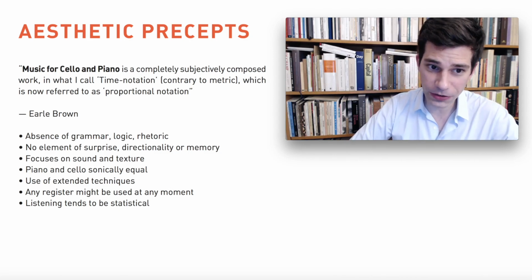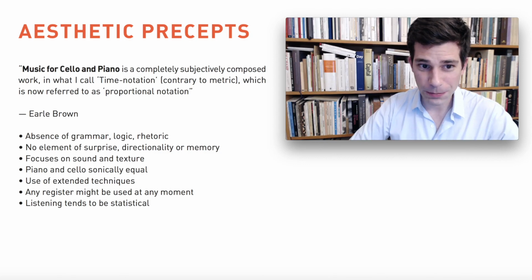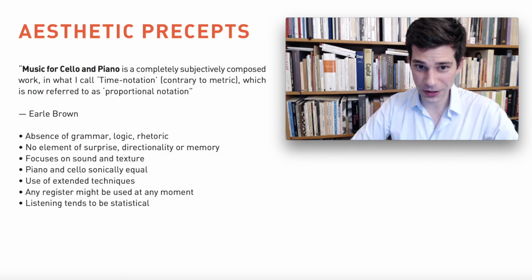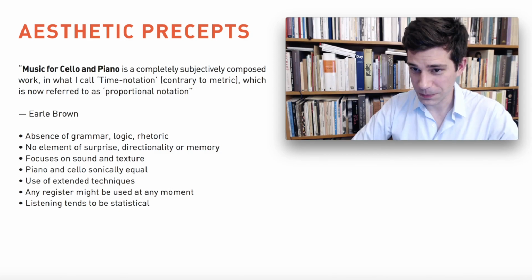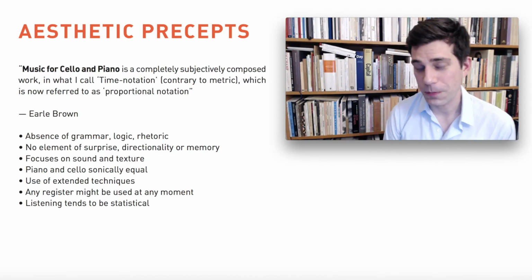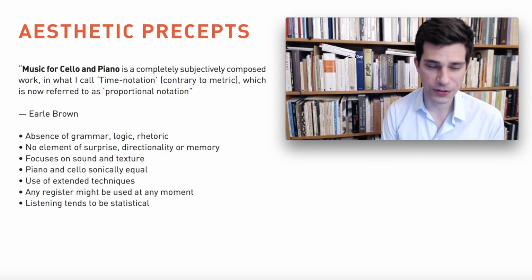So to start that off, here's a terrific quote from Earle Brown, who says, "Music for cello and piano is a completely subjectively composed work in what I call time notation, contrary to metric, which is now referred to as proportional notation." That's a very revealing quote, and it tells us a very key piece of information, which is that the piece is written subjectively.